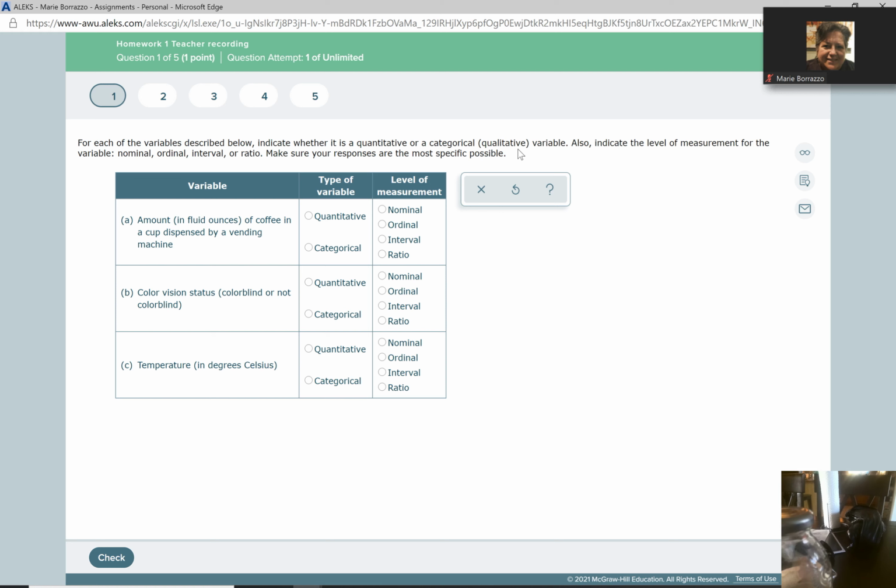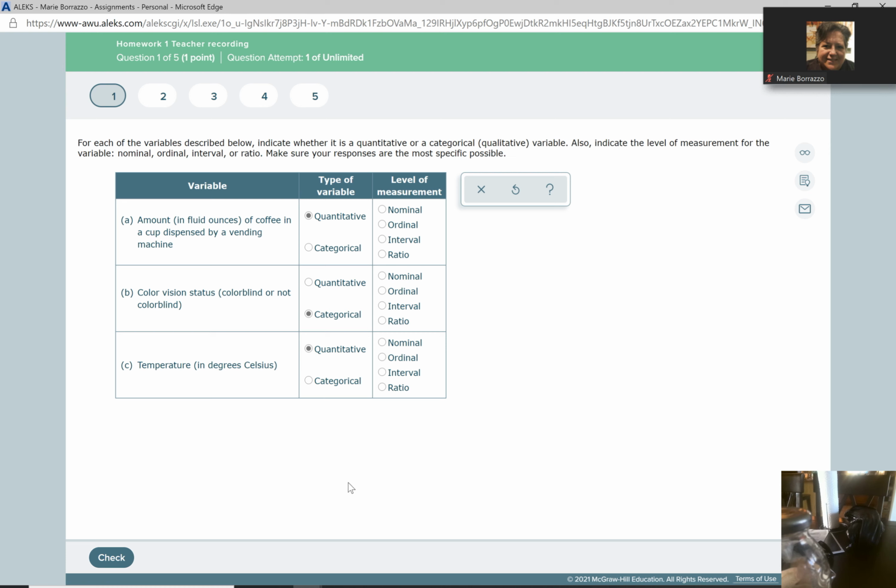So the first thing we're going to do is analyze these in terms of quantitative or categorical. The amount of fluid in ounces of coffee in a cup dispensed by a vending machine, well, that's definitely quantitative, because I'm talking about ounces, something that I measure, not something I describe. Color vision status. Are you colorblind or not colorblind? Again, this one is categorical, because the response you would get would be categorical. As far as temperature in degrees Celsius, in that case, we're talking about something quantitative in nature. So that's the first, which identifies the type of variable.